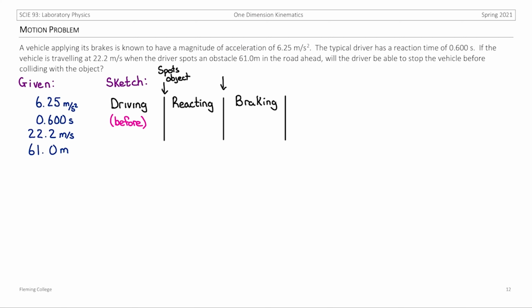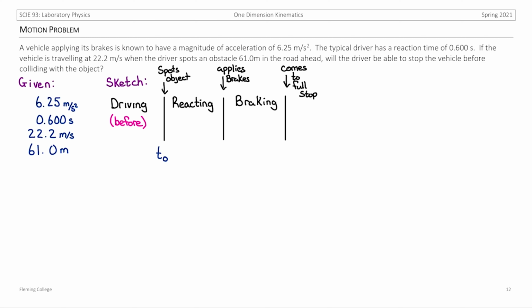So we've drawn some lines on here. The final one means we've come to a full stop. The middle one is when the driver starts to apply the brakes. And the first one was when the driver spots the object and starts the whole event. Let's refer to these three lines as specific instances in time.